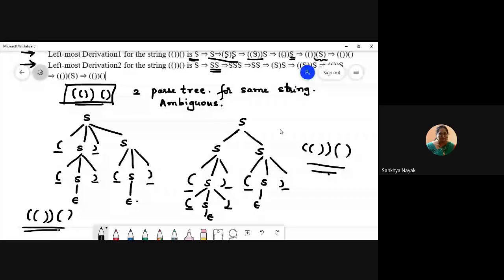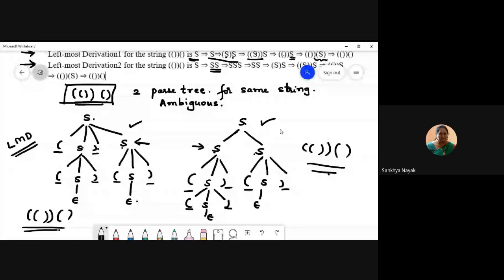open and closed. So you can see in this step we started with two different productions. Here we started with open S, closed and S, and here we have started with SS. But both were leftmost derivations themselves. And for this string now I have this tree also and this tree also. We call the grammar ambiguous.